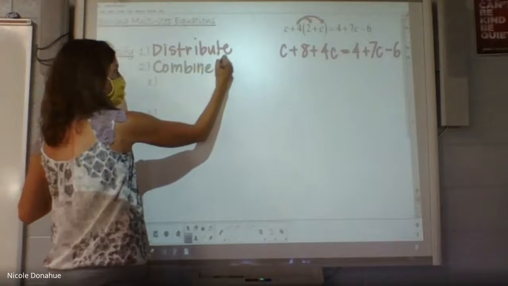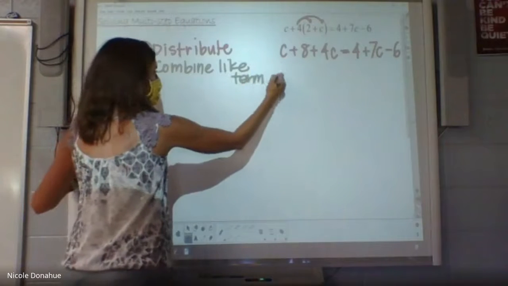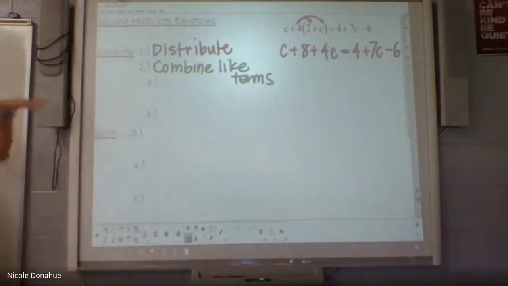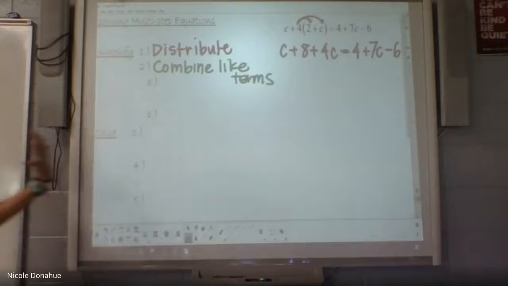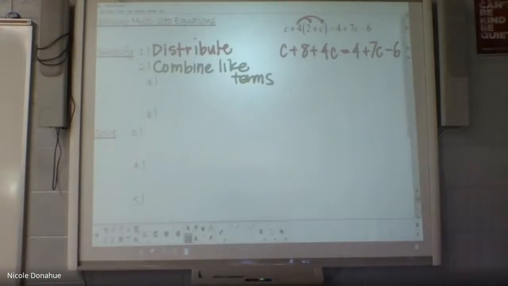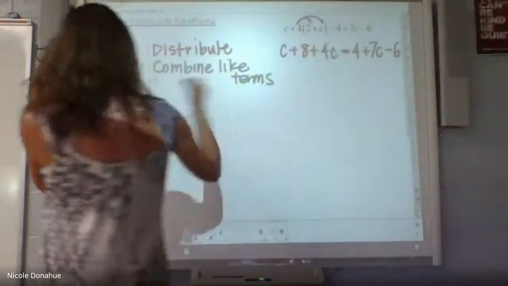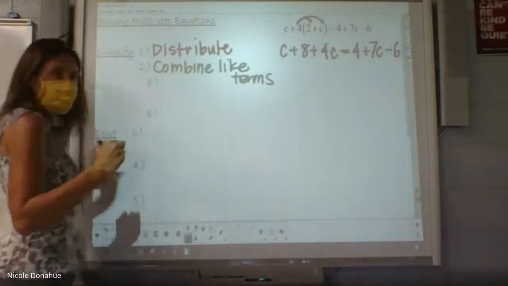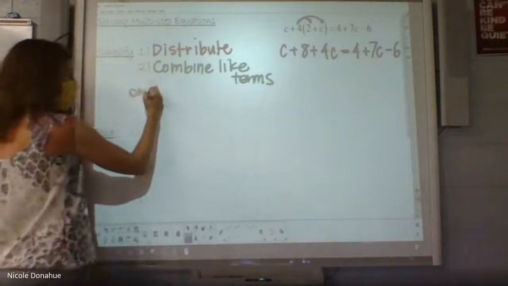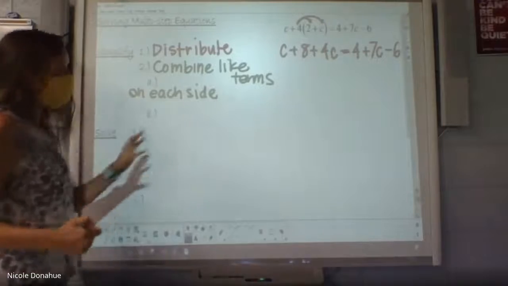So we're going to combine like terms, and the A and B is something that I work with my algebra students on, is knowing what's the best way to start combining like terms. What I do first is I work on each side of the equal sign first, and then I'll move some things around to either side. So on each side separately.